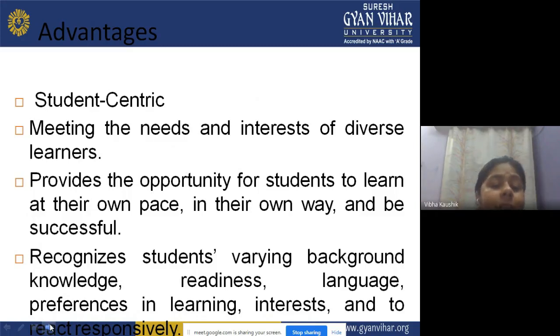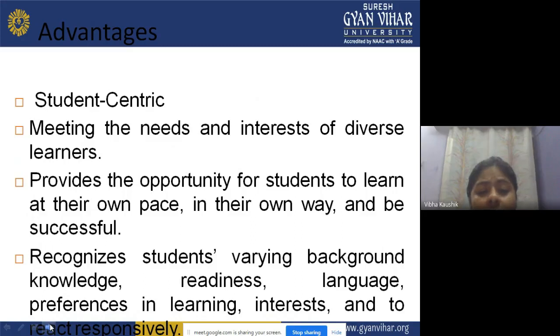Meeting the needs and interests of diverse learners. We know that no two individuals can be the same. There is diversity of learners in the classes. So when a teacher is using individualized instruction, then he can satisfy the needs and interests of all the learners available in the class.